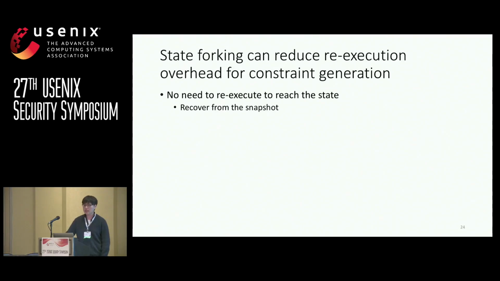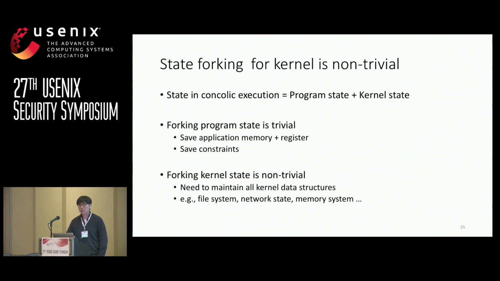State forking is good because it can reduce the re-execution overhead for constraint generation. So if you want to reach some state, you don't have to re-execute. You can just recover from the snapshot.